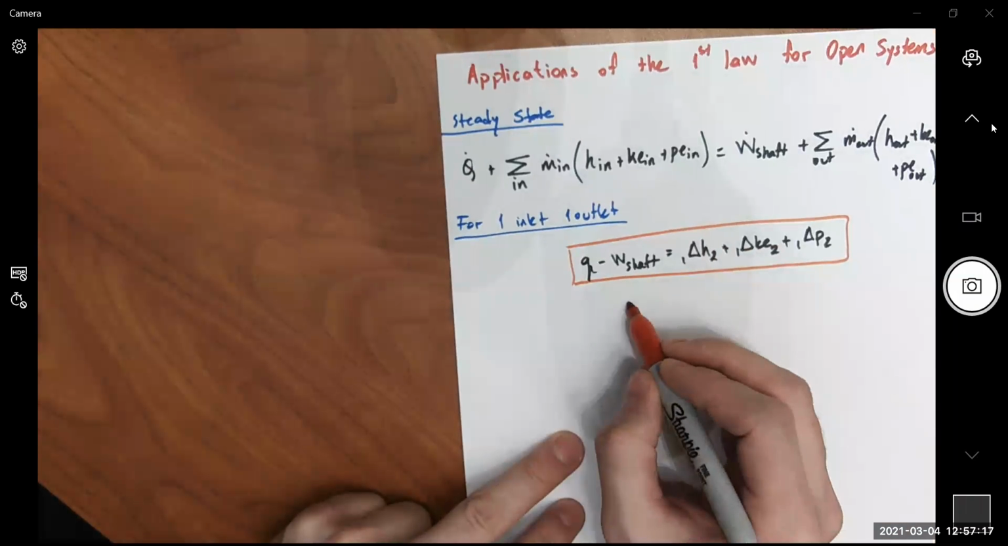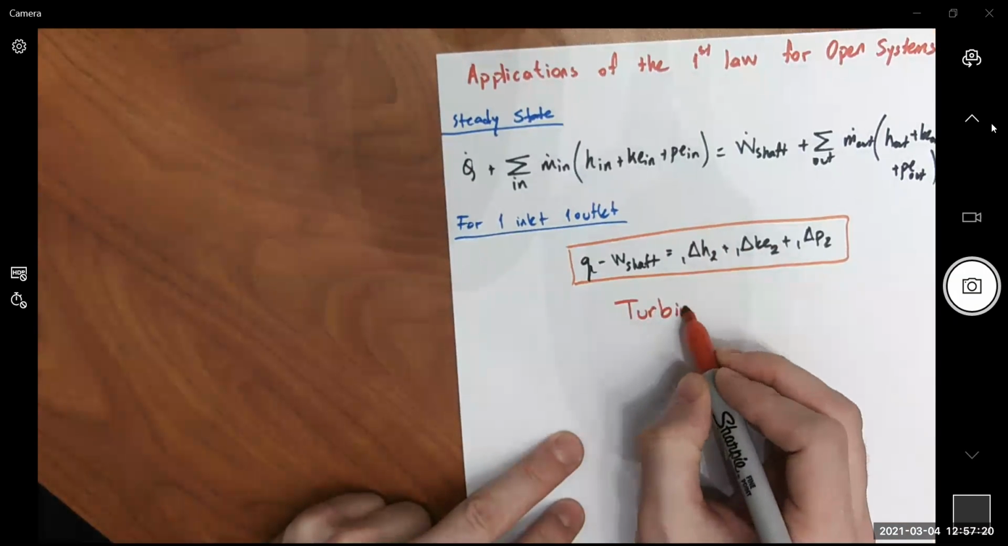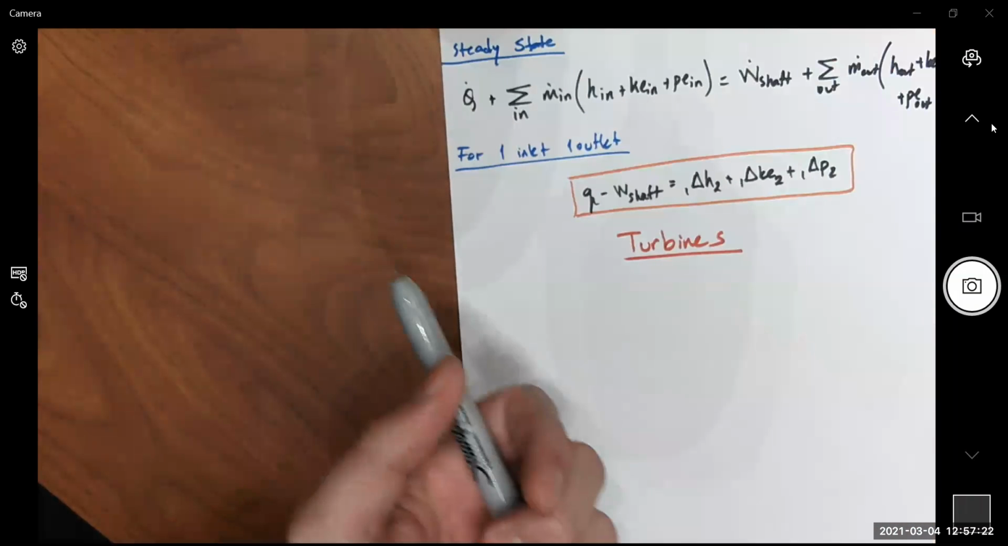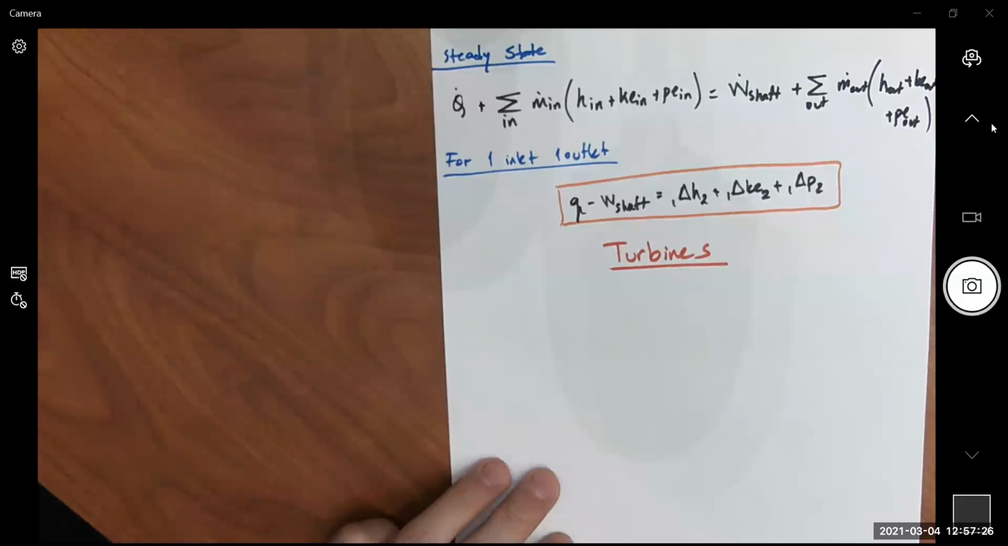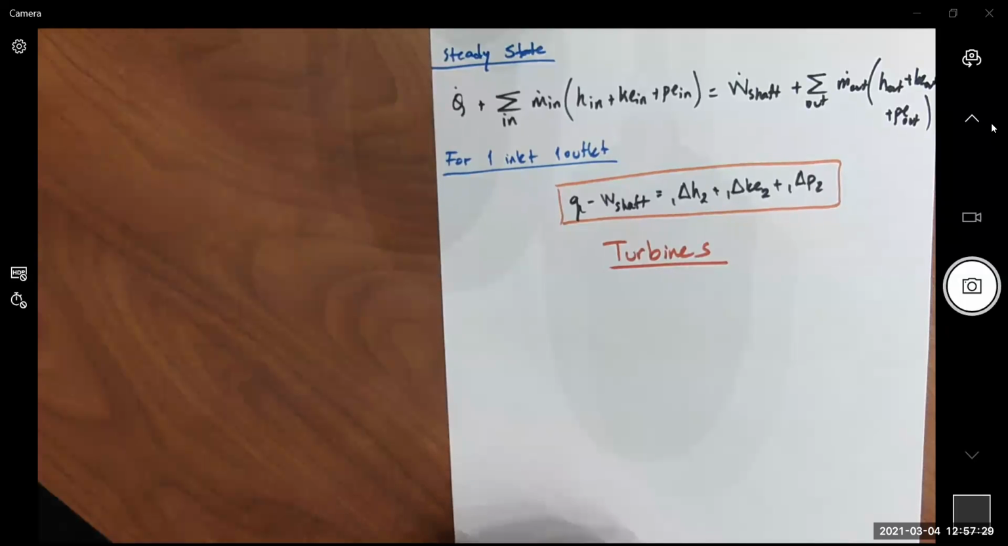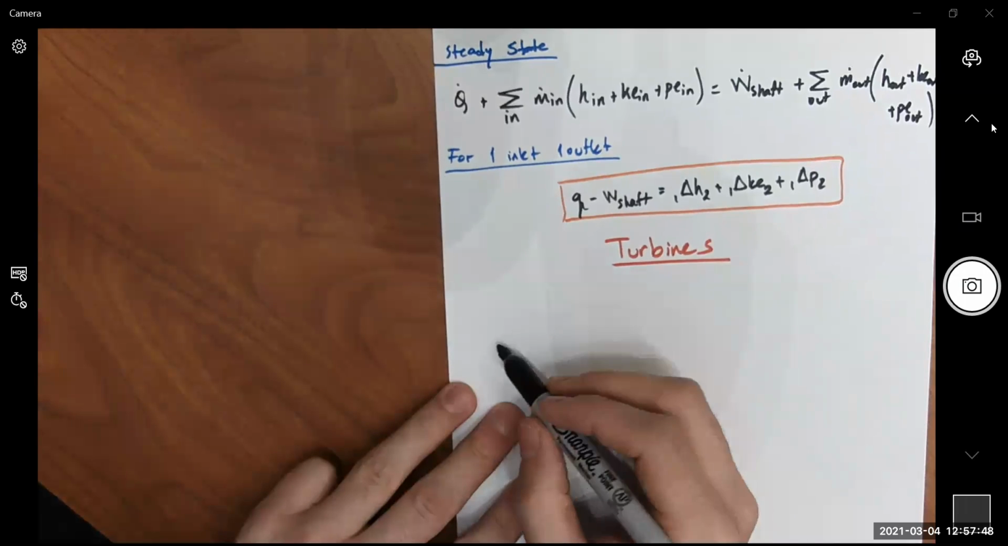Now, our new topic is turbines. Turbines are also called work-producing devices. Okay? Work-producing means work is plus. Right? If you are given a turbine problem and your work at the end of your solution is minus, you did something wrong. It should be plus. Okay? It's the work output, plus.